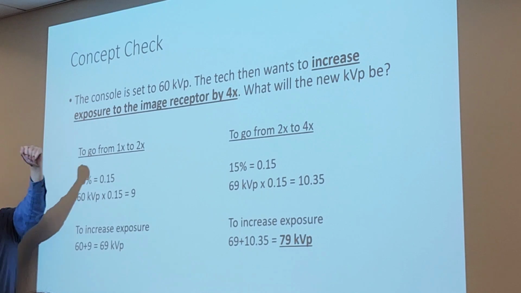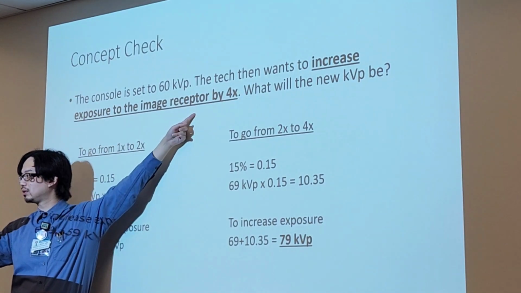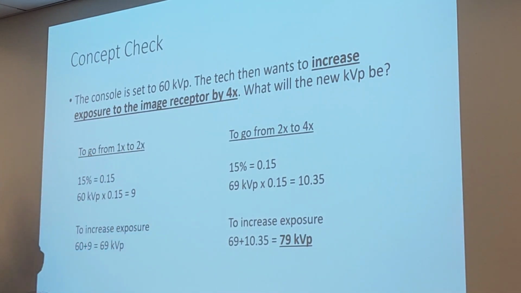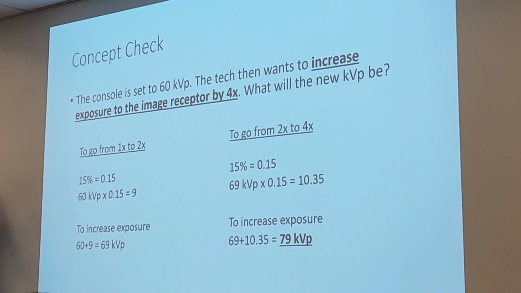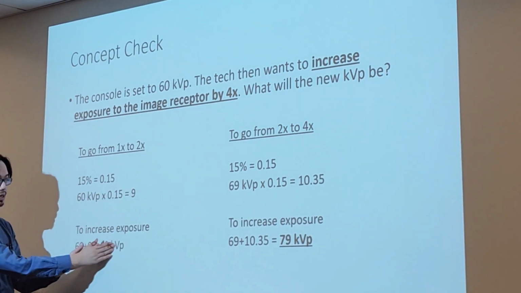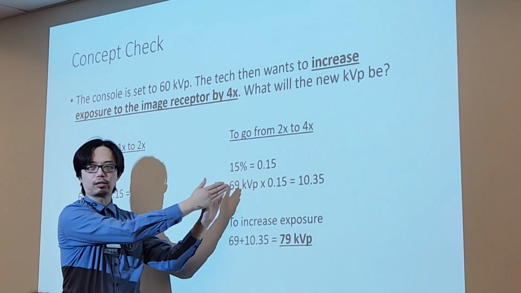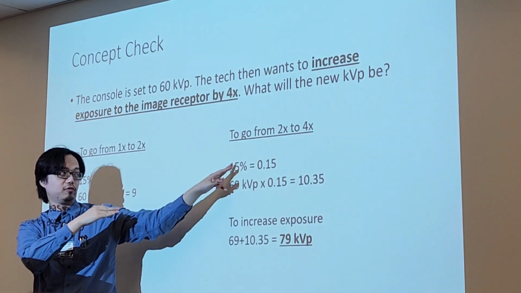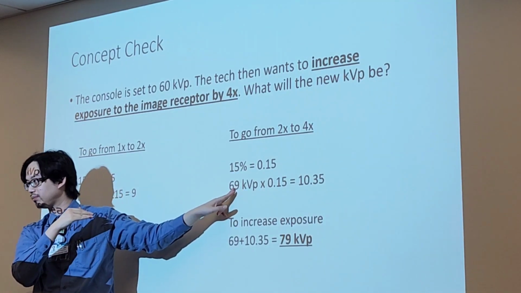But we're not done yet, because this isn't double, is it? No, this is 4 times. So we need to do this a second time. We go from our double up to our 4 times. Yeah, 2 times to 4 times. So let's take our 69 and use that as our KVP now. We have to do 15% of 69 this time, right?